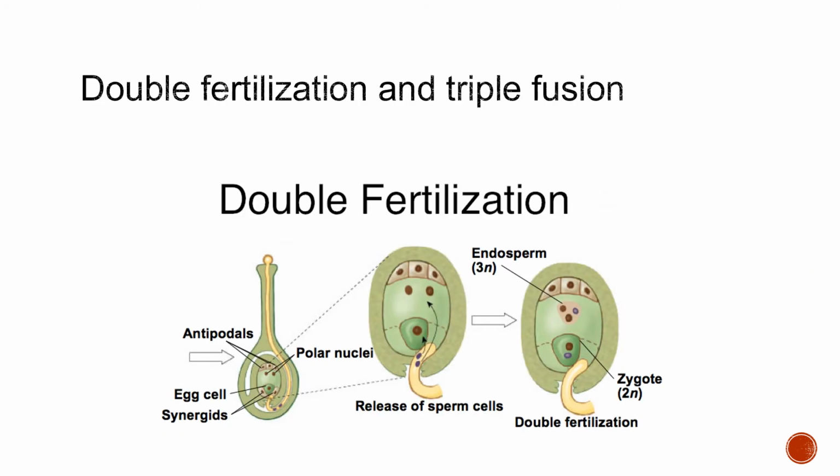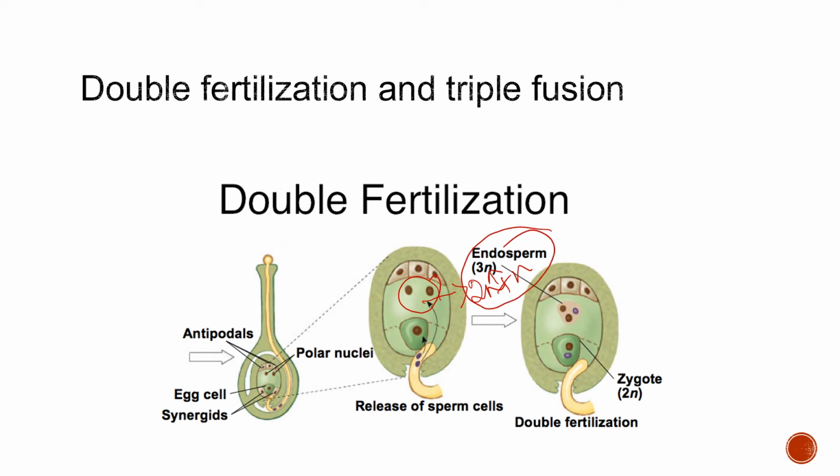Now we have come to the last point, what I have already discussed, that is double fertilization or triple fusion. One male gamete and one egg cell combine to form the zygote, the 2n. Another male gamete combines with the secondary nucleus, which already has 2n. So this 2n plus n forms the endosperm, or the 3n. This process of forming the endosperm is called triple fusion.